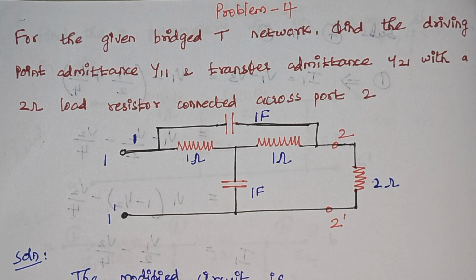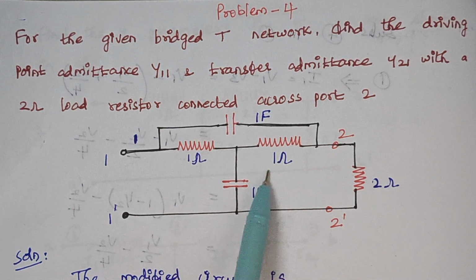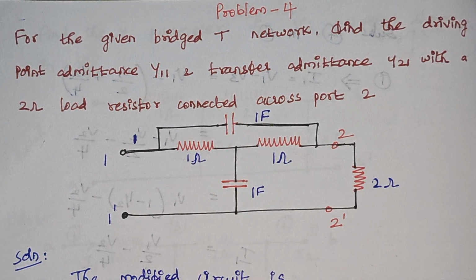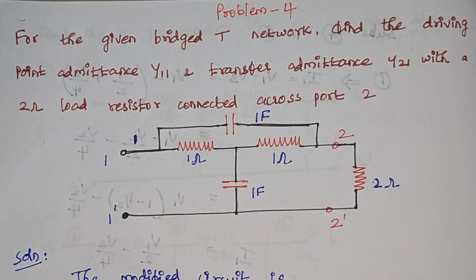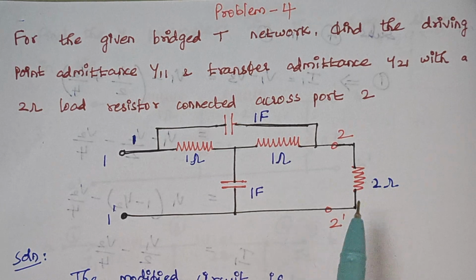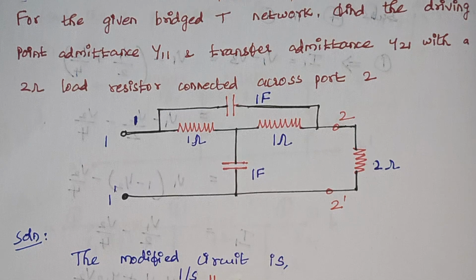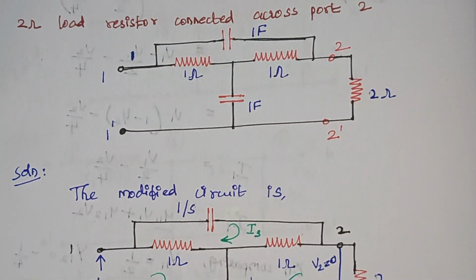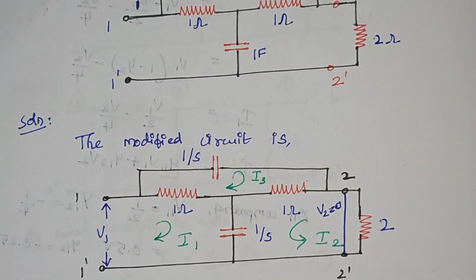So how many loops do we have here? We have a total of 3 loops. This is one loop, this is one loop, and this is another loop. And we have 2 ports. 1 dash is the input port and 2 dash is the respective output port. So the modified circuit is written with everything in terms of S.